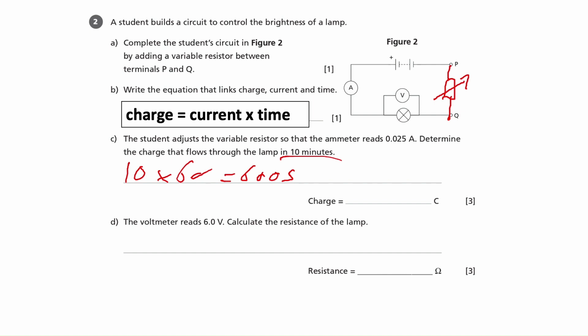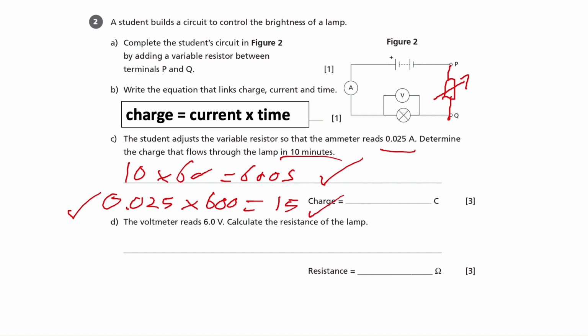What we're now going to do is pop that number into the equation. So we're going to use the current, which is 0.025, we can see there from the question. So 0.025 multiplied by 600, and that equals 15. So there's 3 marks available for this question. So we get 1 mark for calculating the seconds, 1 mark for the equation, and then 1 mark for the final answer.